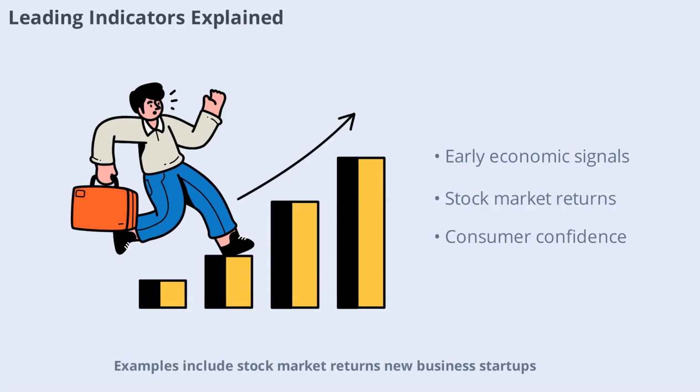Examples include stock market returns, new business startups, and consumer confidence indexes. Investors closely watch these indicators because they can signal upcoming shifts in economic activity. By acting on these early signals, investors can position themselves ahead of market trends, potentially maximizing returns.